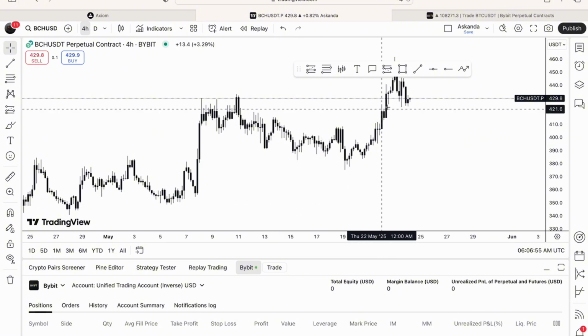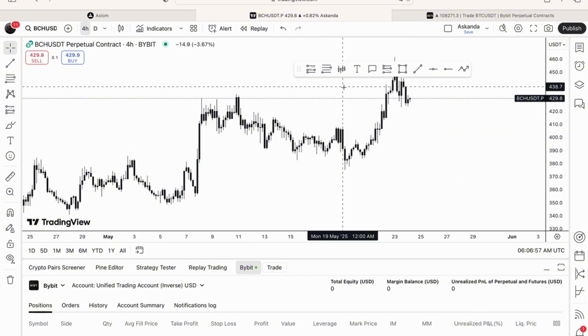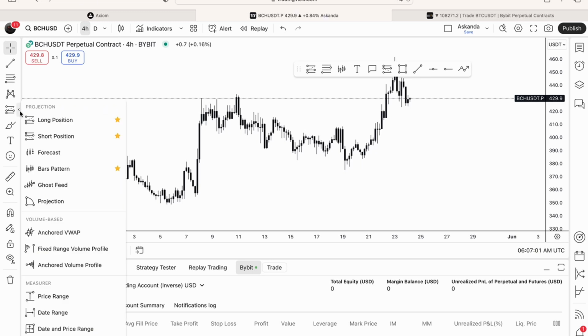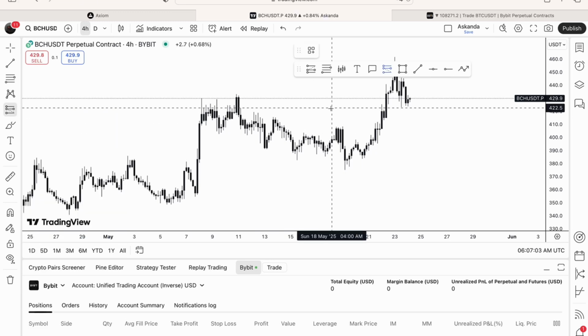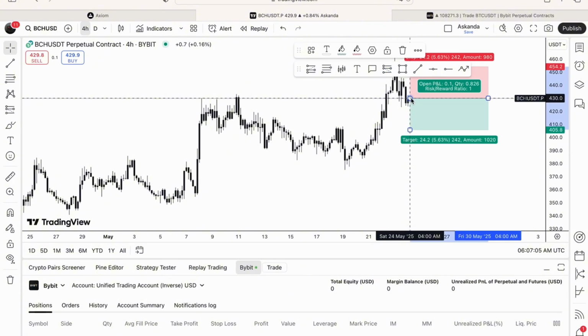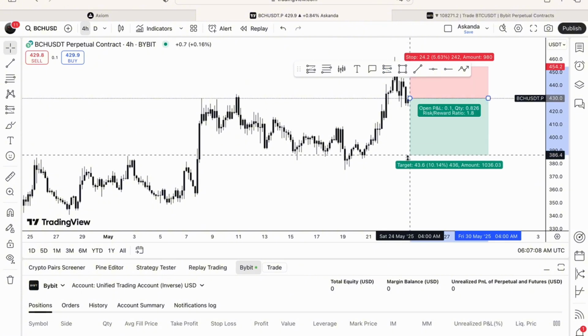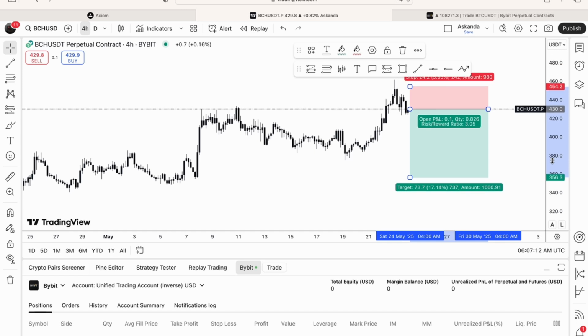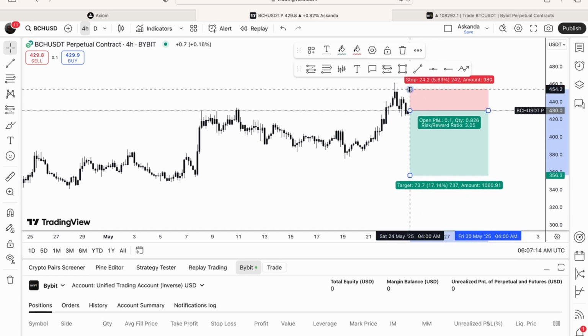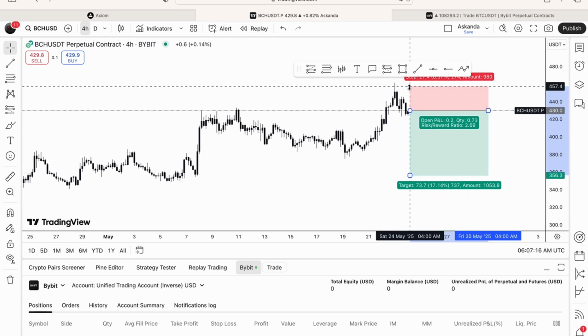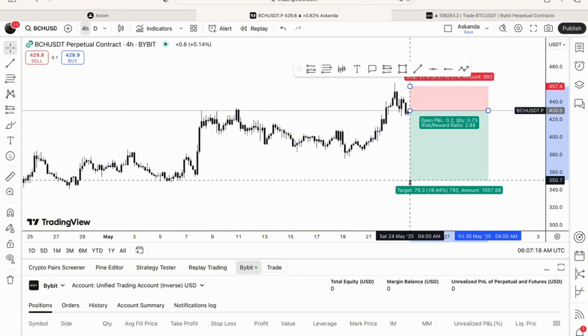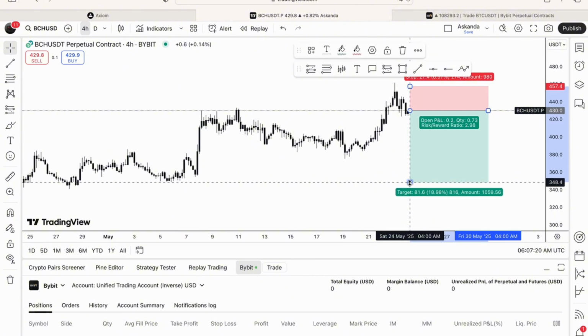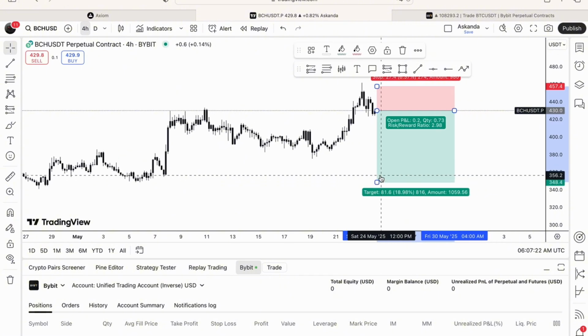Now I'm going to add my entry price. To do this, I'll click on the forecasting and measurement tool, short position, and put it here where my entry is. Now my take profit is around the nearest support level, then my stop loss is at the resistance zone. My target is usually 1:3. Okay, I've already done analysis on this trade, that's why I'm just putting things in order.